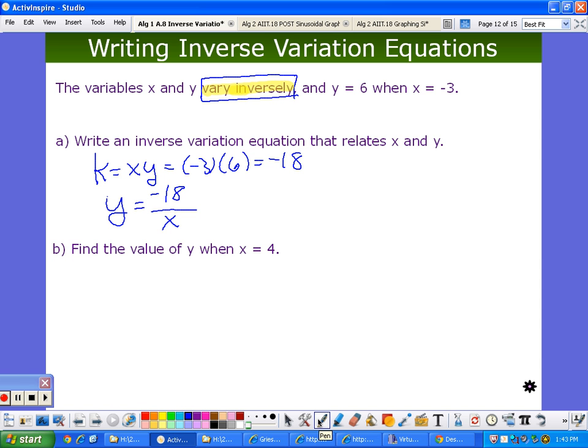Find the value of y when x equals 4. That's easy. I have an equation, so you just plug in the x. Negative 9 over 2 is fine. So once you have an equation, it's just like any other function, plugging in values if you need to.